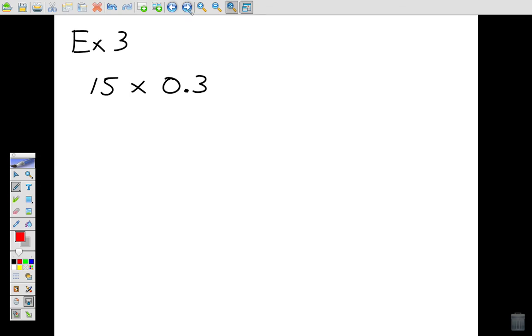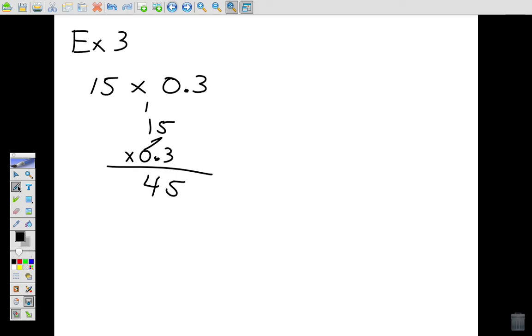All right, example 3. I'm going to take 15 times 0.3. Now I'm going to multiply through by 3. So 3 times 5 is 15. Carry the 1. 3 times 1 is 3. Add 1 is 4. Again, I don't need to multiply through by 0 because I just have zeros down there. And 45 plus 0 is just the same thing, 45.